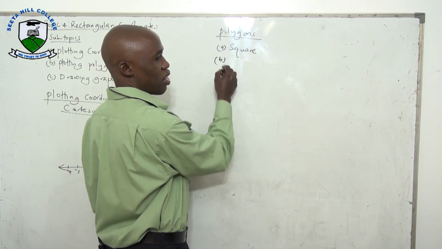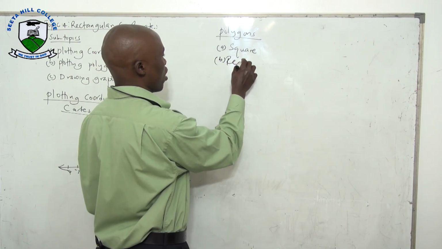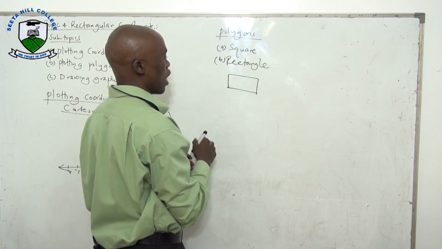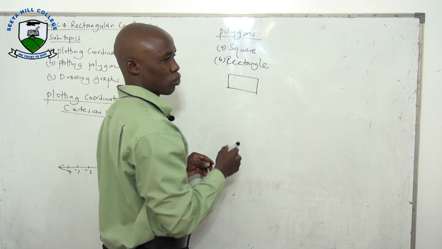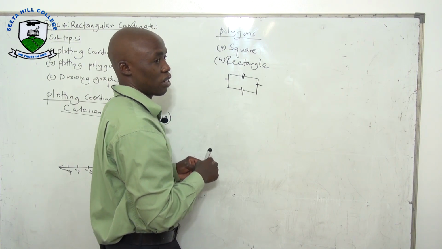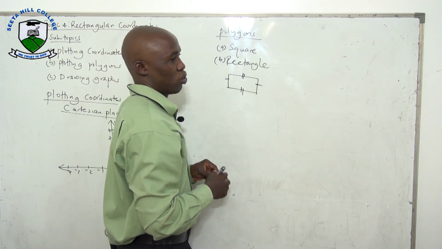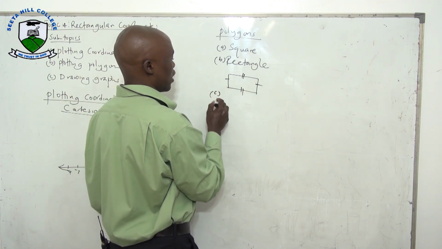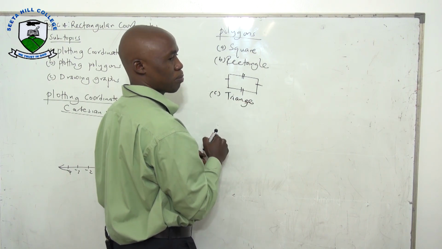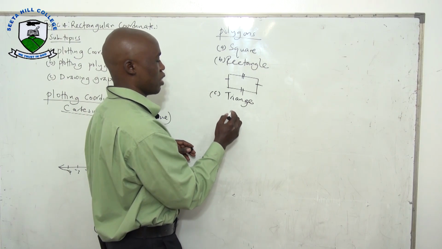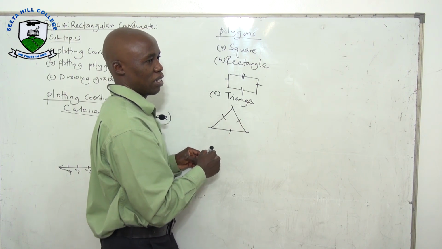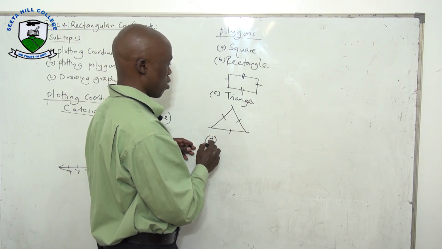The next one, a rectangle. People can locate if you are given a few. A rectangle has 2 sides equal and 2 sides equal. That means you locate the other coordinate in the same way. Not so? Next, triangle. And here there are very many. As long as you have a 3-sided figure, not so? What else? A kite.